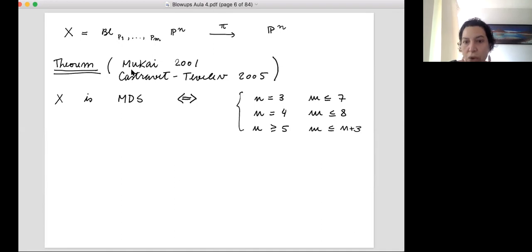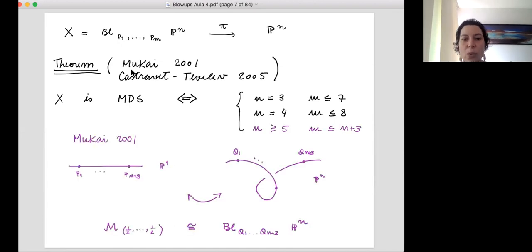So in particular, you can look at the case when you can blow up as many points as possible and still have a Mori dream space. So for instance, when n is at least 5, you can blow up n+3 points. And then Mukai observed that the blow up of Pn in n+3 points can be realized as the moduli space of parabolic vector bundles on P1 with n+3 parabolic points. So this is what we discussed last time. You take the weight vector 1/2, 1/2, and this corresponds to this blow up.